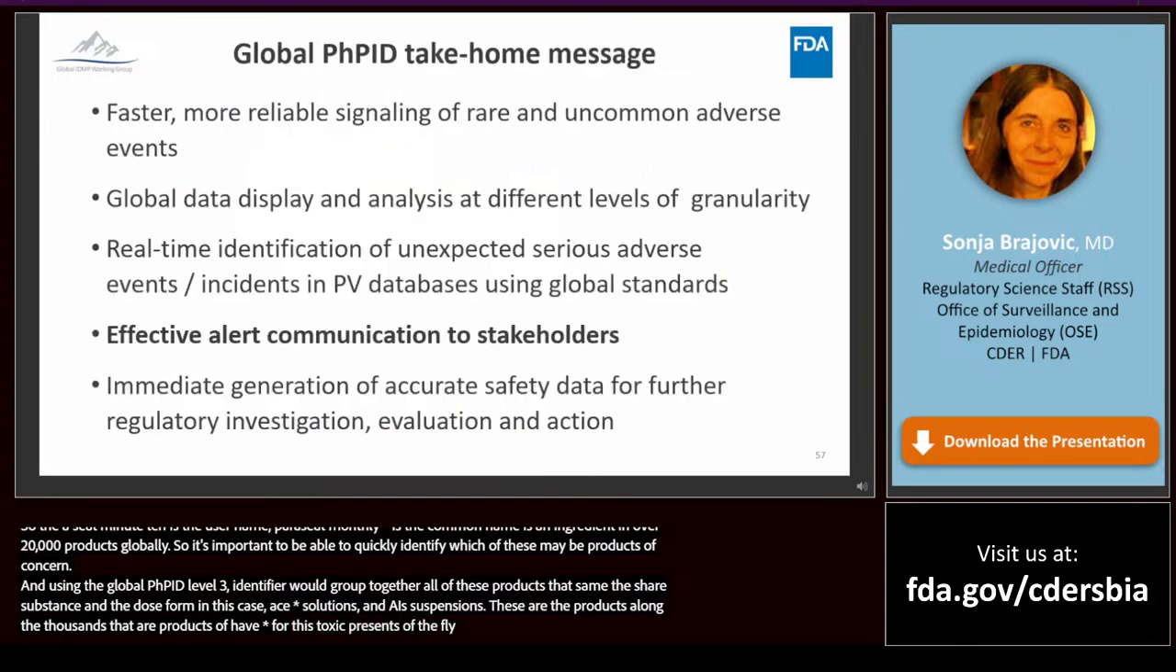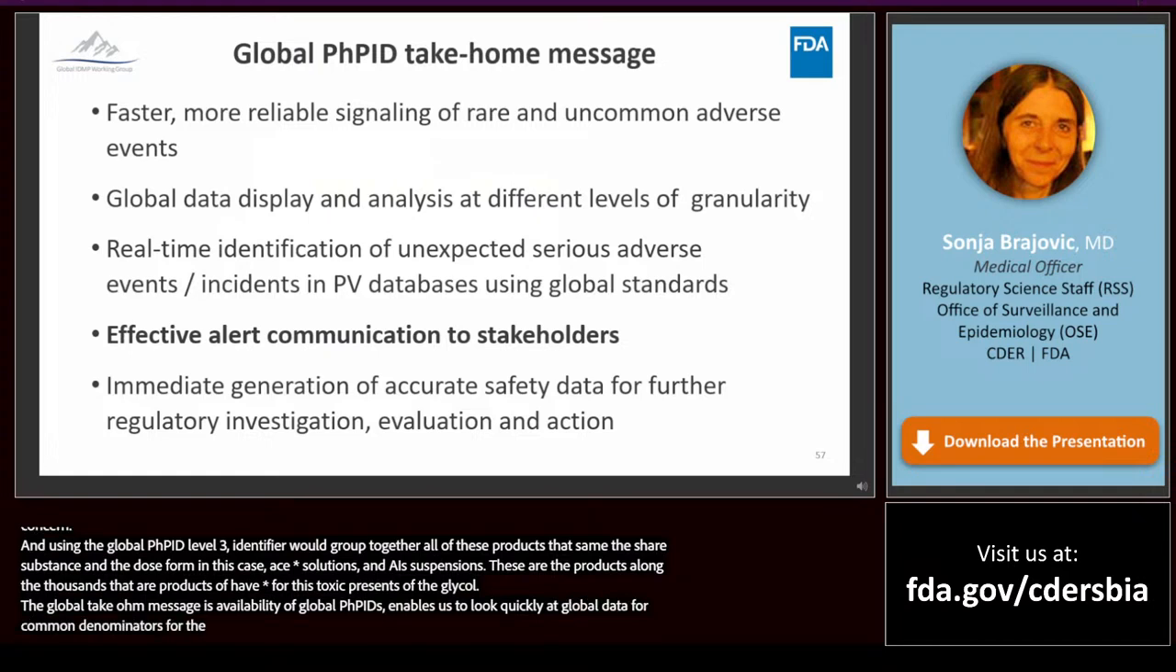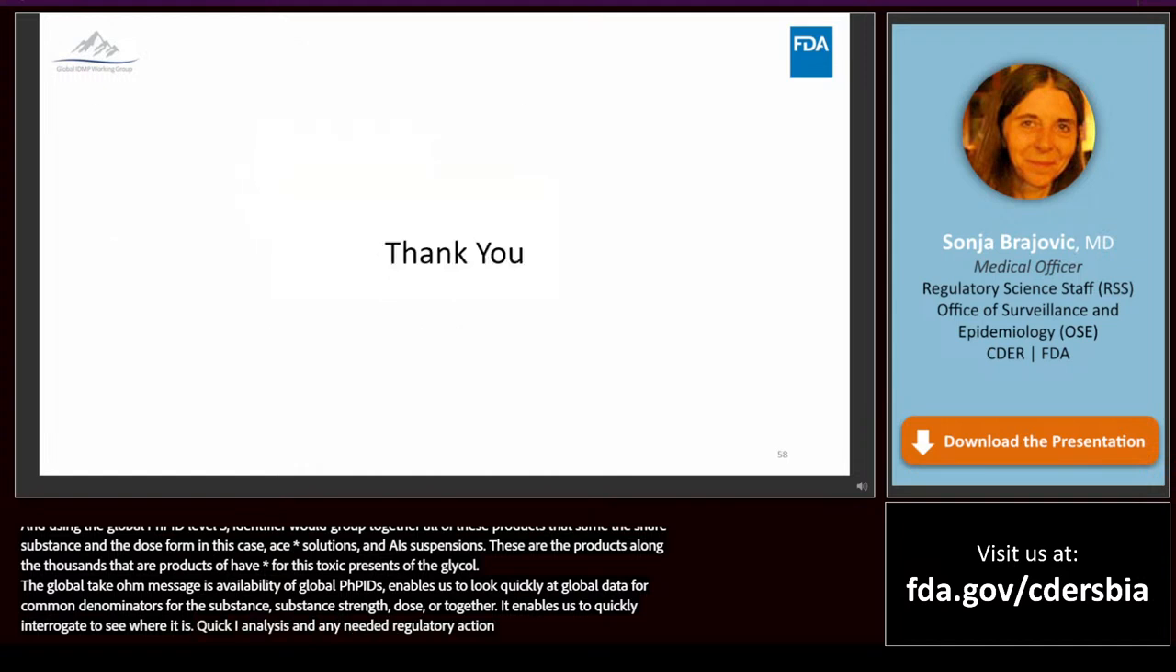So the global take-home message is that availability of global PHPIDs enables us to quickly look at global data for common denominators, for the substance, strength, dose, or all three together. So it enables us to quickly interrogate global data at different levels of granularity to see where the signal is, and thus have quicker analysis and any needed regulatory action. Okay, thank you.